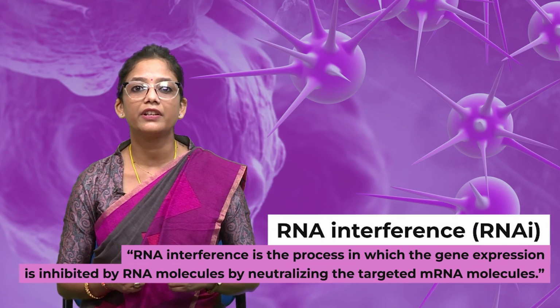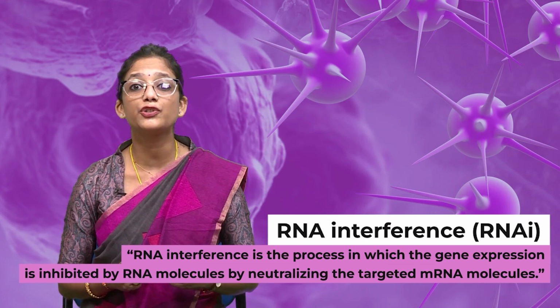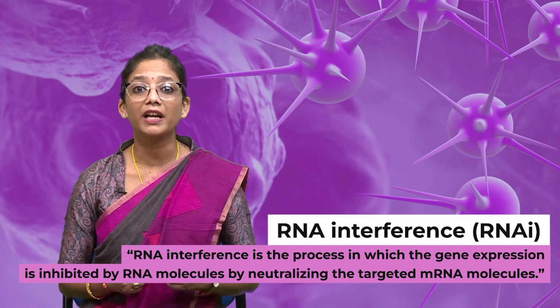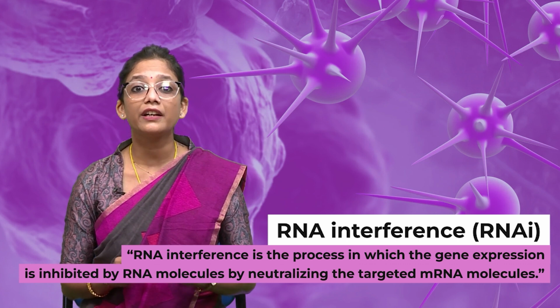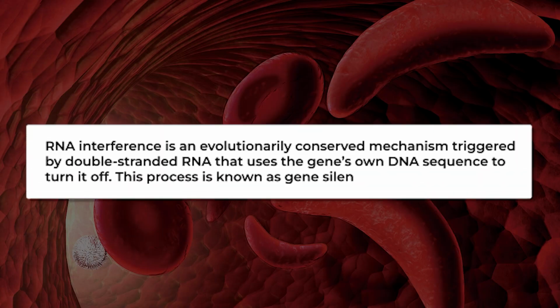So, starting with RNA interference. RNA interference is the process in which gene expression is inhibited by double-stranded RNA molecules, by neutralizing the targeted mRNA molecule. These double-stranded RNA molecules hybridize with the mRNA and suppress gene expression. RNA interference is an evolutionarily conserved mechanism triggered by double-stranded RNA that uses the gene's own DNA sequence to turn it off. This process is known as gene silencing.